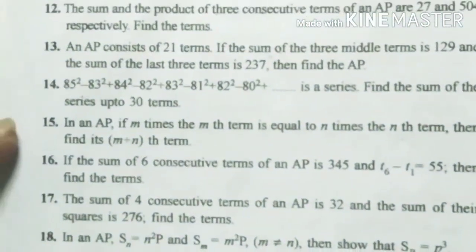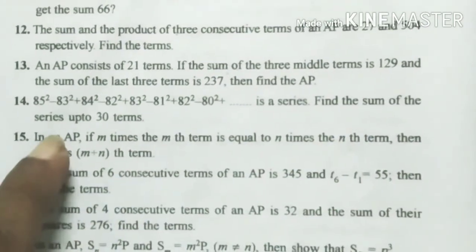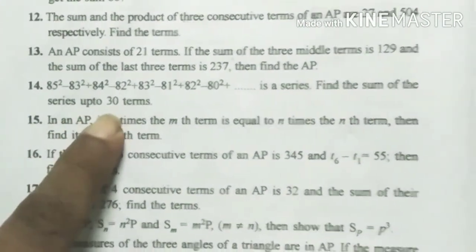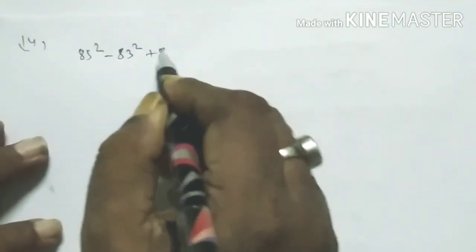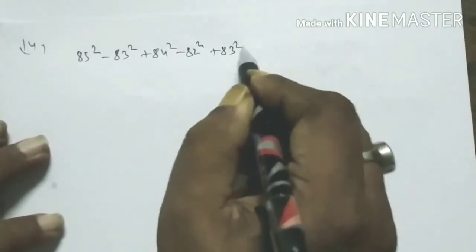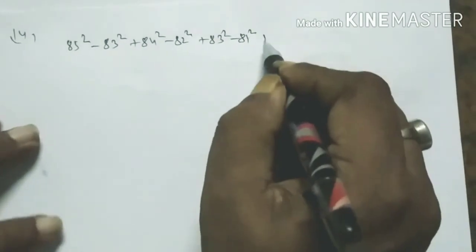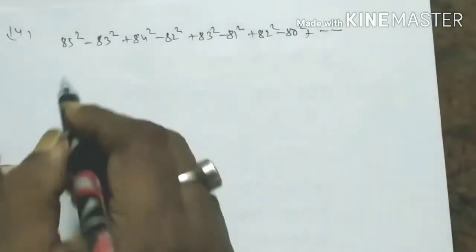Now question number 14. Here the series is given to you. I have to find the sum of the series up to 30 terms. So 85 square minus 83 square plus 84 square minus 82 square plus 83 square minus 81 square plus 82 square minus 80 square plus and so on.